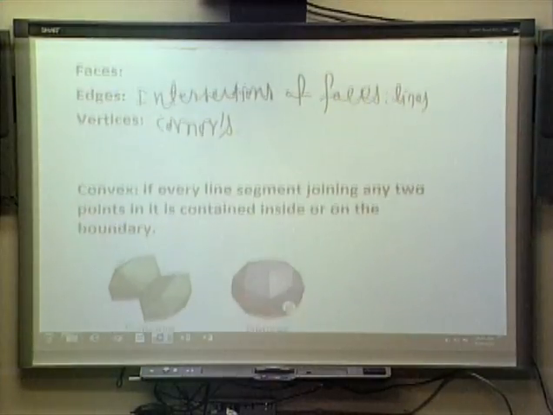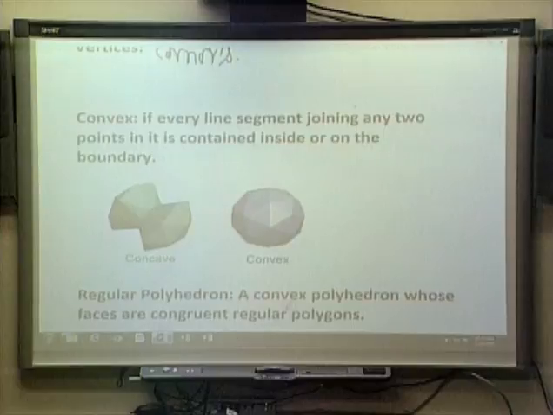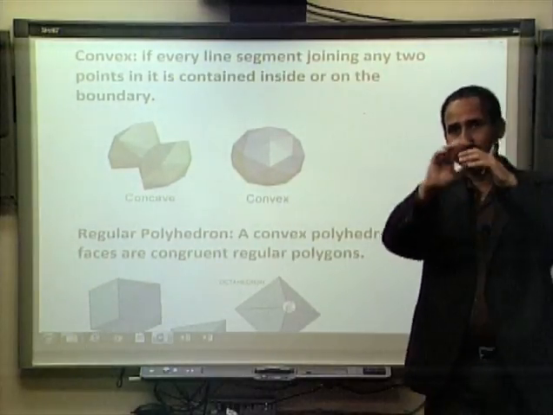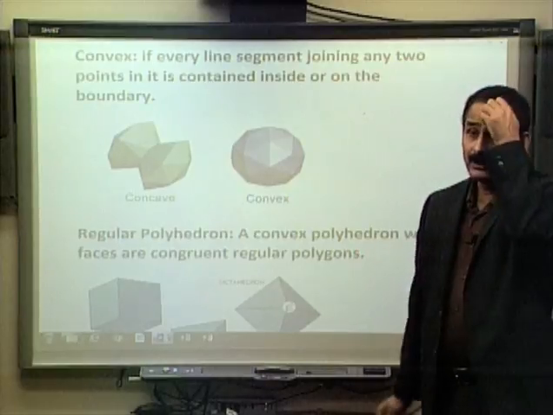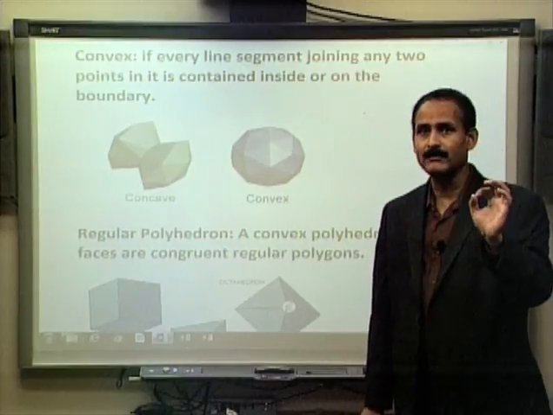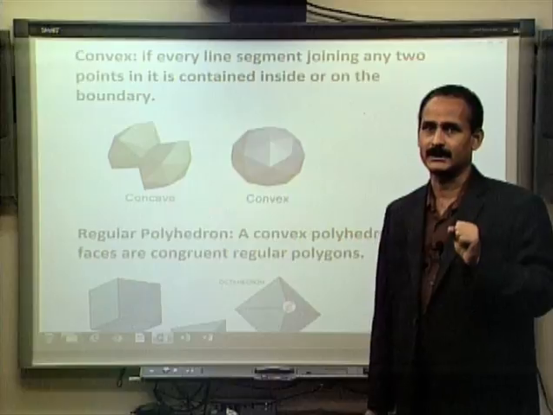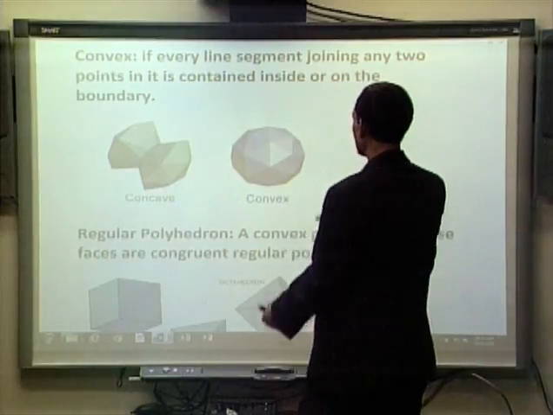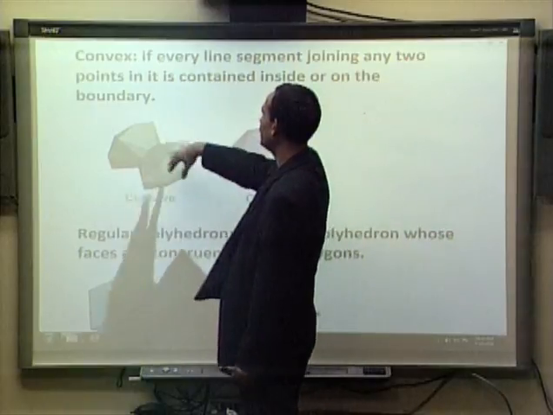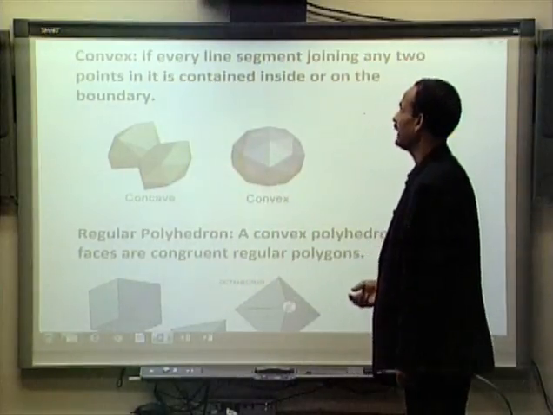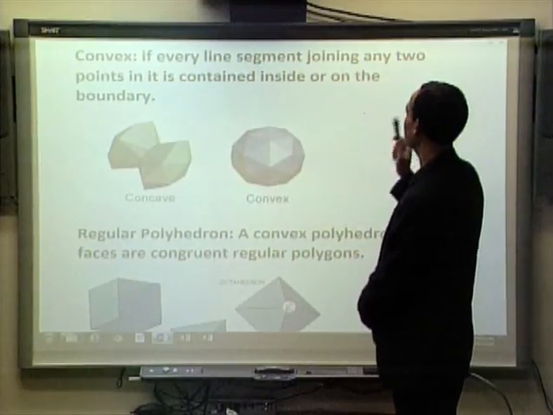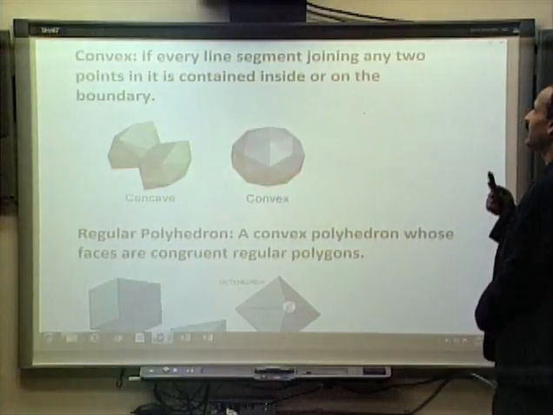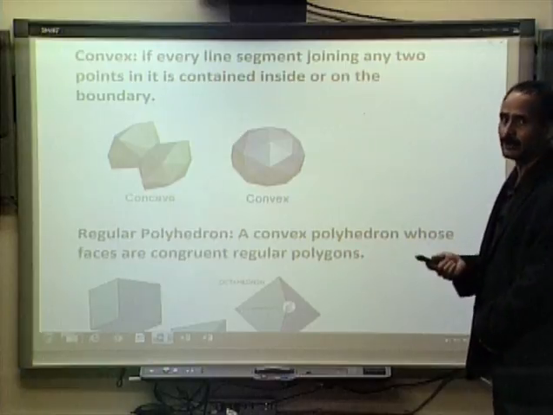Now, as in the case of the plane figures, in case of objects in space or three-dimensional objects, let us say, we have the concept of concave and convex objects. We will say a closed region is convex if every line segment joining any 2 points in it is contained inside or on the boundary.